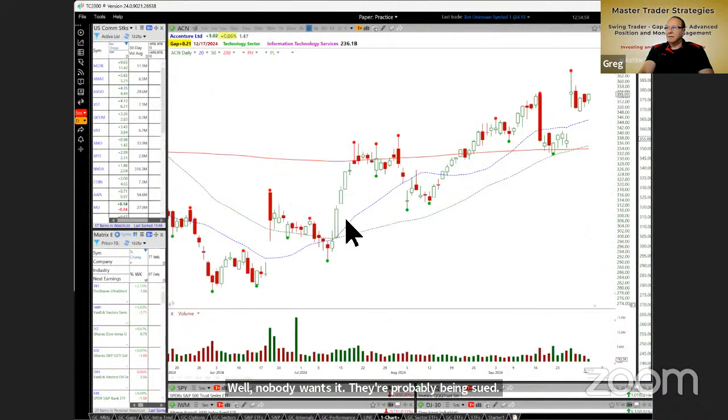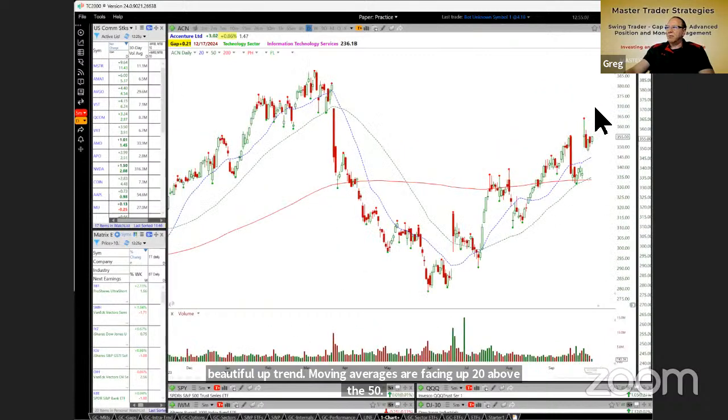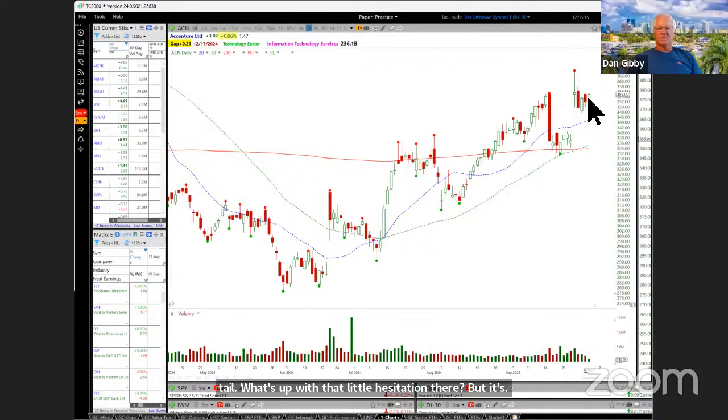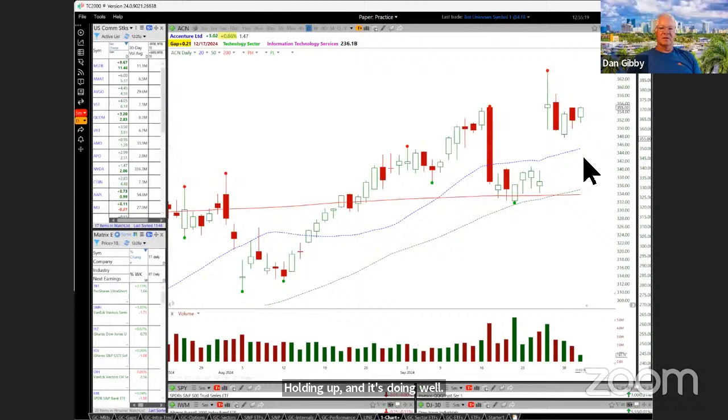ACN. Nice, beautiful uptrend. Moving averages are facing up, 20 above the 50, above the 200. We have to look to the left. Does it have room to go up? That tail, what's up with that little hesitation there? But it's holding up and it's doing well. Yeah, to me, it looks like an earnings gap and just consolidating.